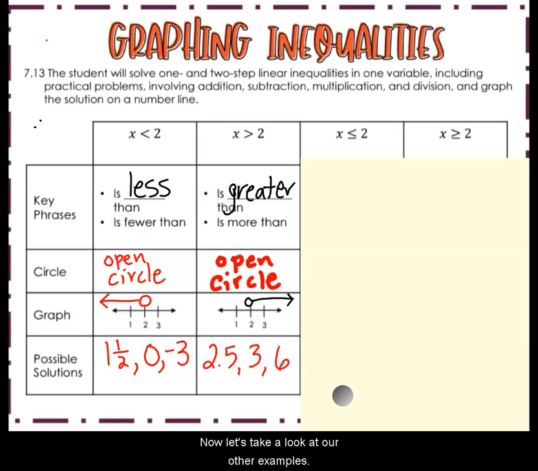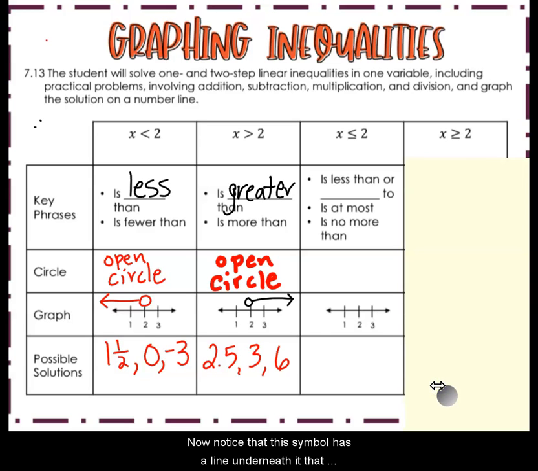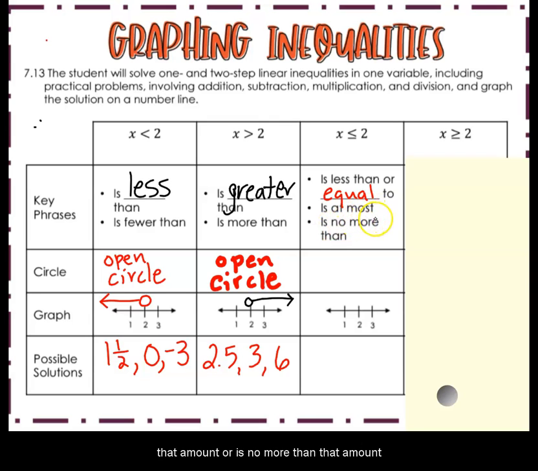Now let's take a look at our other examples. Now notice that this symbol has a line underneath it. That line underneath it means that it is not only less than, but it also could be equal to. Other phrases you might see for this inequality would be if something is at most that amount or is no more than that amount.